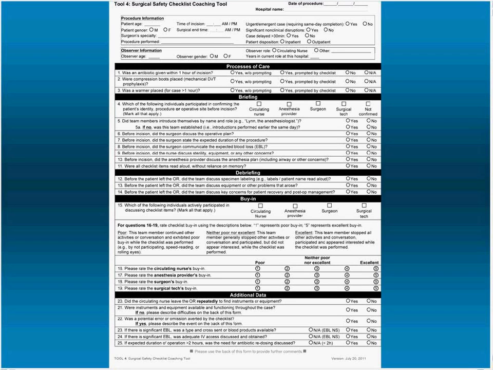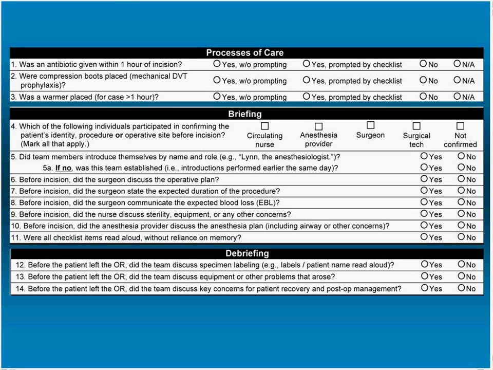So I want to walk you through some of the sections over the next two slides. I took the checklist tool and I've taken a lot of the complicating information gathering pieces out of it so that we can concentrate on the processes of care and then the briefing and the debriefing, and actually read through some of the questions to see the kind of feedback that we might get and how that might help you use this as a coaching tool.